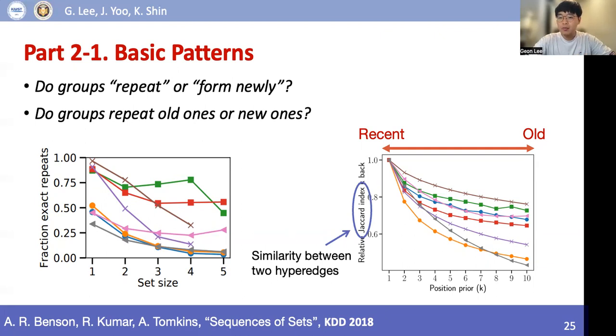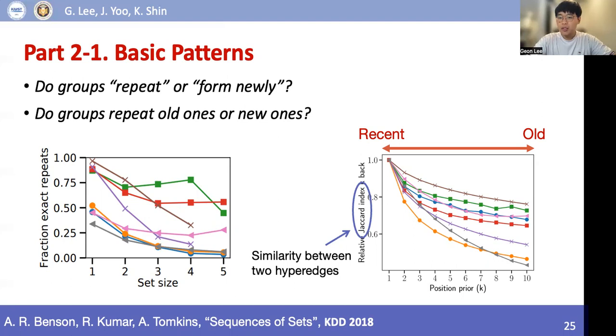The x-axis represents the size of the hyperedges, and the y-axis is the ratio of the hyperedges that are repeated, and each color represents different datasets. It is observed that in real-world temporal hypergraphs, hyperedges tend to repeat previous ones, and this is strongly observed in small hyperedges. Then, do groups repeat old ones or new ones can be the following natural questions.